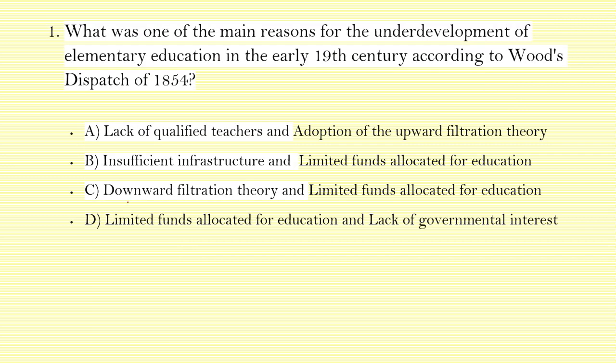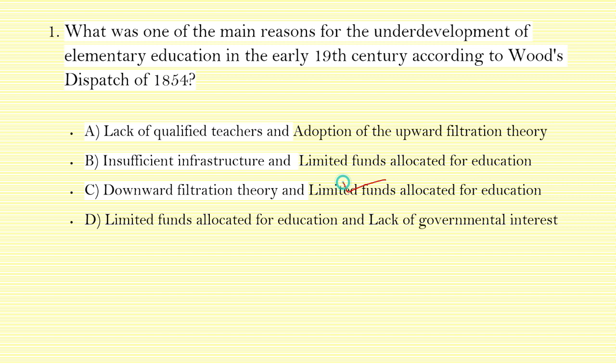Next question. What was one of the main reasons for the underdevelopment of elementary education in the early 19th century according to Wood's dispatch of 1854? Keep in mind, underdevelopment means not developed. Options: A. Lack of qualified teachers and adoption of the upward filtration theory. B. Insufficient infrastructure and limited funds allocated for education. C. Downward filtration theory and limited funds allocated for education. D. Limited funds allocated for education and lack of governmental interest.